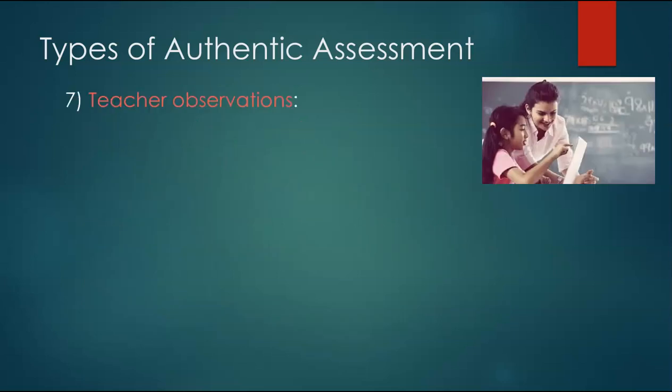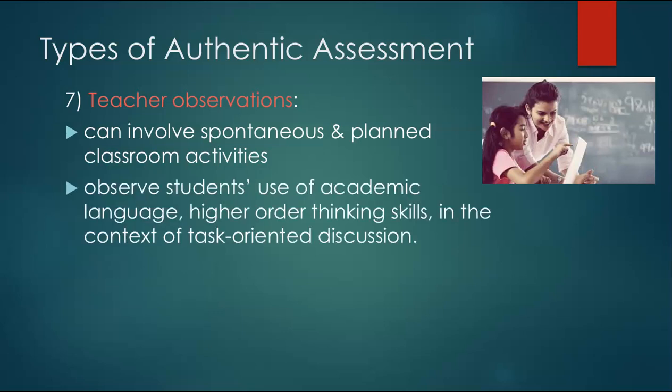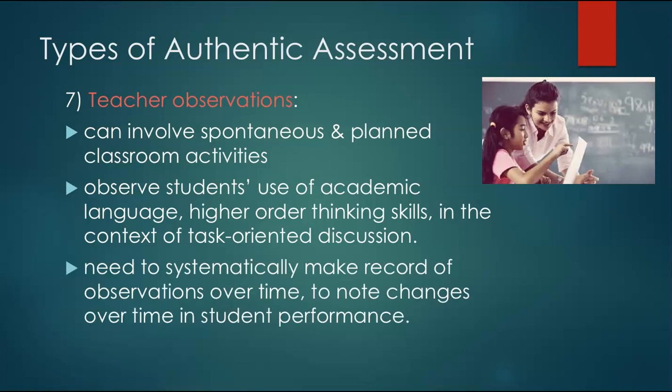Teacher observations are good for a kind of authentic assessment, so it can involve spontaneous and planned classroom activities. You want to be observing students' use of academic language, their higher order thinking skills, both in the context of a task-oriented discussion. And again, systematically making record of observations over time, noting changes over time of students' performance. Maybe you're looking at the same set of variables, but once a month you're checking in and observing on these things.